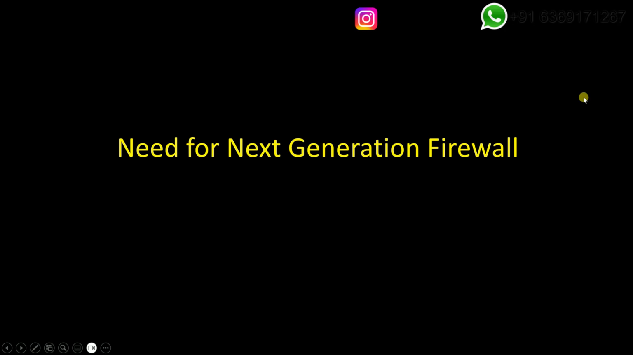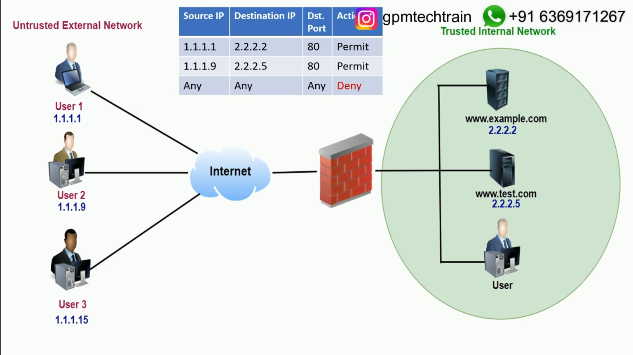In order to understand the need for the next generation firewall, we should know about the working and the limitations of the legacy network firewall. All right, so I have just taken the same topology that we have discussed in the previous video. We have two sets of networks: one is a trusted internal network and the other is an untrusted external network. This can be the internet and this can be your corporate LAN network.